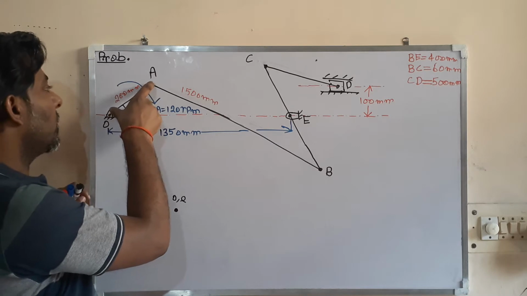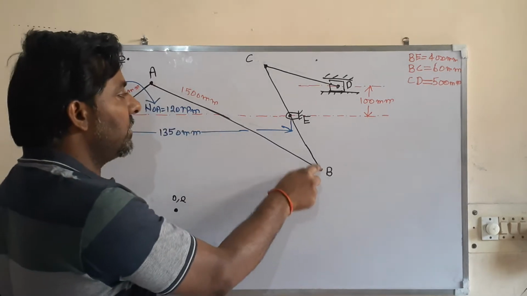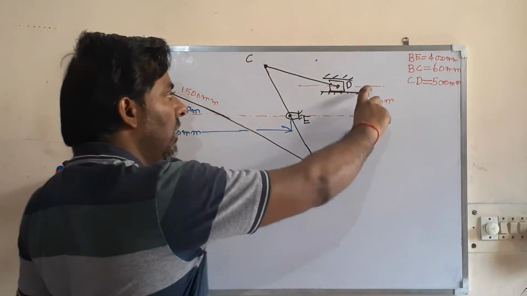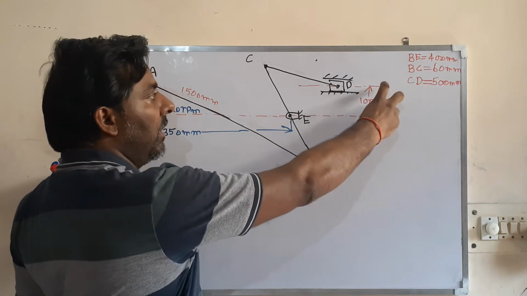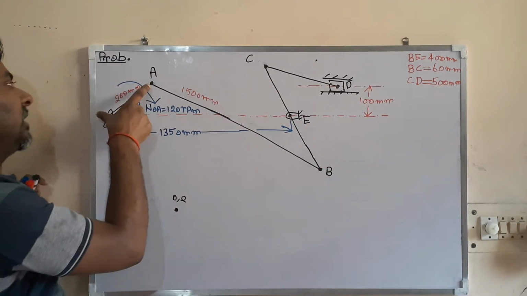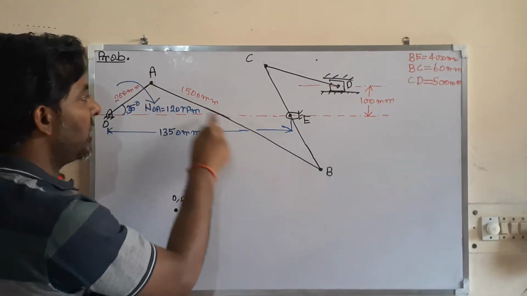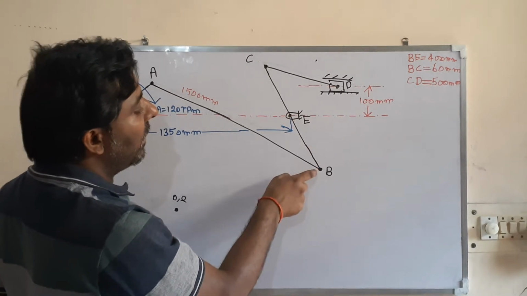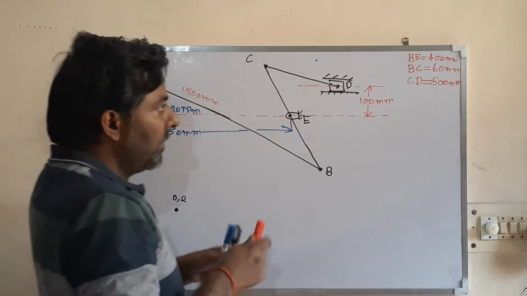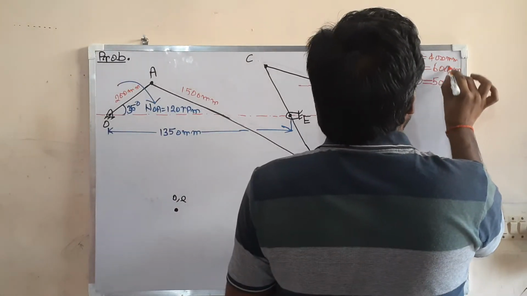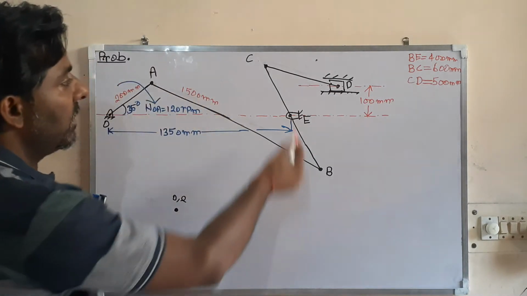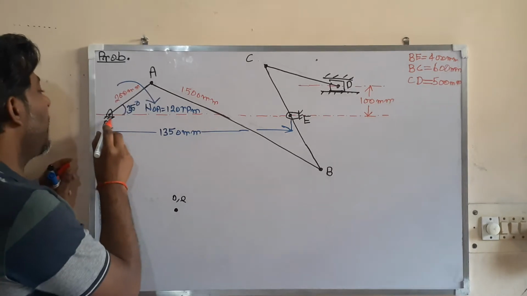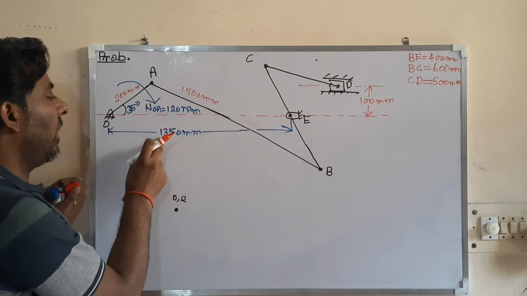So this is our mechanism. This is OA, which is crank. This is link AB, this is BEC, and this is CD. This D is slider. Distance between these two horizontal lines is 100 mm, and the dimensions are given. This OA is 200 mm, this AB is equal to 1500 mm, this BE is equal to 400 mm, and this BC is equal to 600 mm, not 60. This is 600 mm, and then this CD is equal to 500 mm. So all the dimensions are given, and the distance between O and E is 1350 mm.